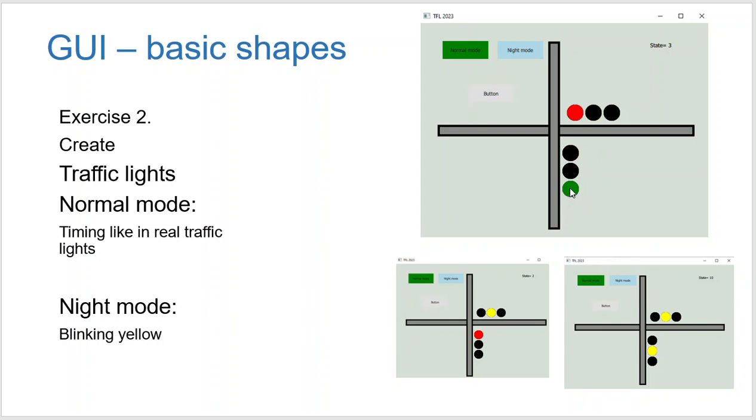So it means that if there's the green light, the cars from here could go, and of course the cars from here can't go. And of course there are equal traffic lights from here and here, but I didn't put those in this exercise. So there will be normal mode and night mode. So what is the night mode for the traffic light? It is that this yellow color is blinking.